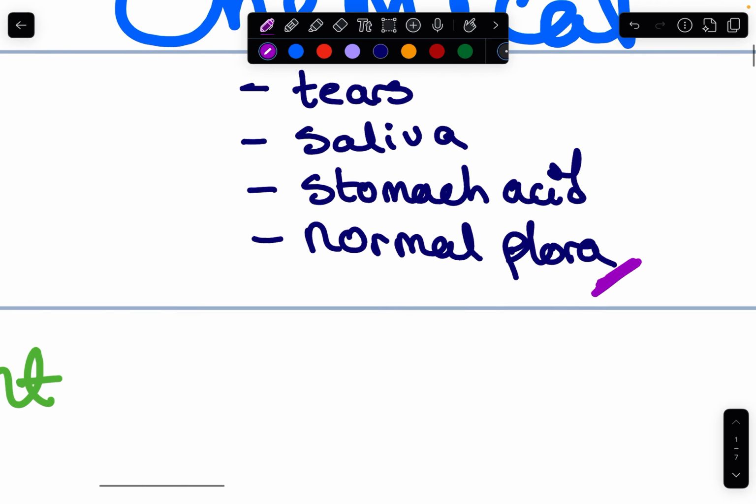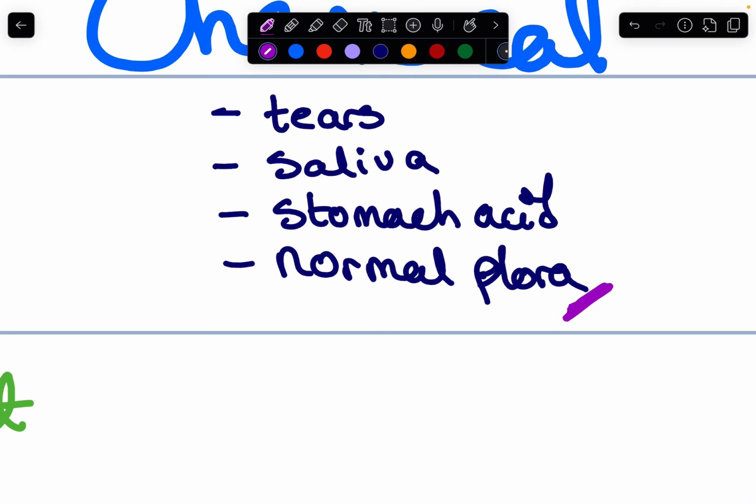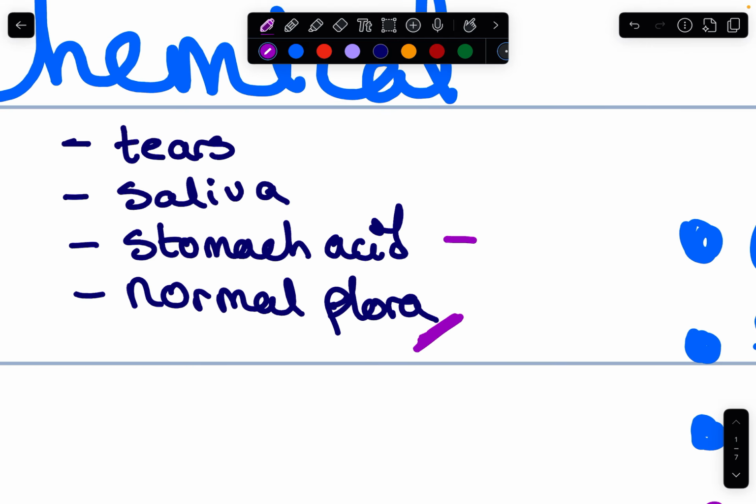And then for the chemical barriers, we have tears, right? Like if dust gets in your eye, you're gonna cry, and the tears are gonna wash away the dust. All right. Then we have saliva, which contains enzymes that break down some bacteria. Then we have stomach acid, which is very acidic. It has a pH of about 2. I'm not really sure about that number, but just know it's really acidic. That's why it's called stomach acid, okay?